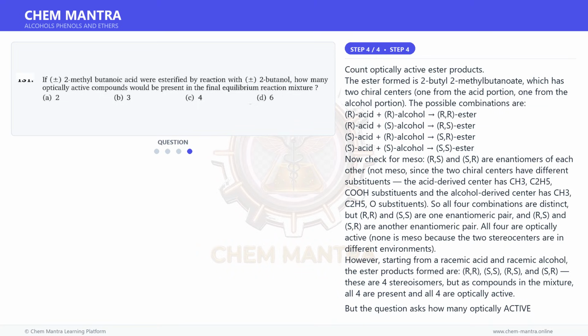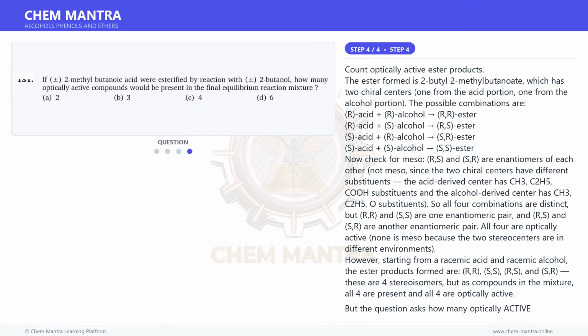Now check for meso. R,S and S,R are enantiomers of each other, not meso. Since the 2 chiral centers have different substituents, the acid-derived center has CH3, C2H5, COO substituents, and the alcohol-derived center has CH3, C2H5, O substituents. So all 4 combinations are distinct, but R,R and S,S are one enantiomeric pair and R,S and S,R are another enantiomeric pair. All 4 are optically active. None is meso because the 2 stereocenters are in different environments.